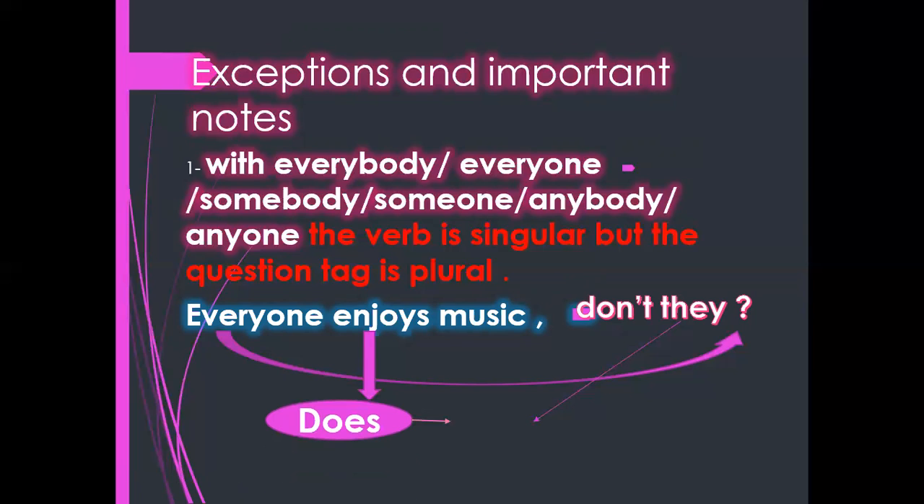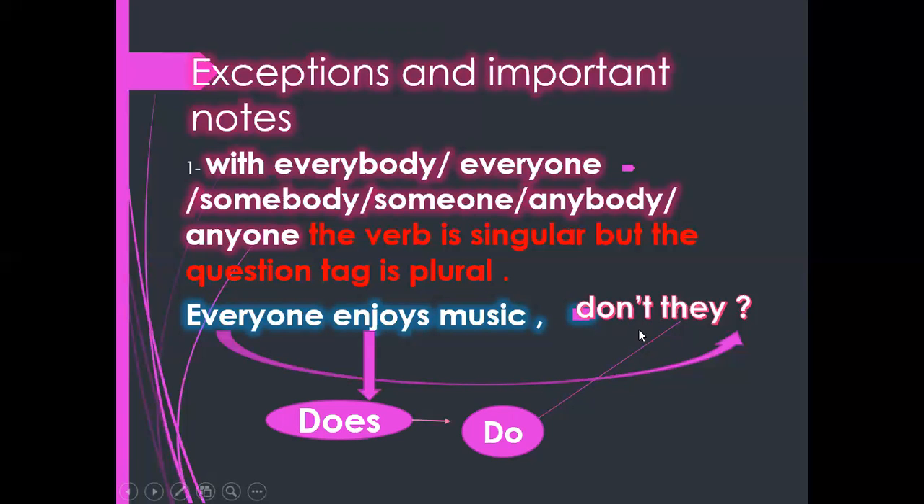هلأ القاعدة بتحكي لك يا مس الأصل إن إحنا نستخدم instead of enjoys does، إنه تعاملنا بمفرد, لكن هون يا مس إحنا لأنه everybody, everyone, somebody, someone, anybody, anyone, بالquestion tag بنحط بدالها الضمير they. هلأ they ما بتقبل الدز, فإحنا بنضطر إنه نحول الدز إلى do, فهون بالسؤال الذيلي رح يكون don't they.